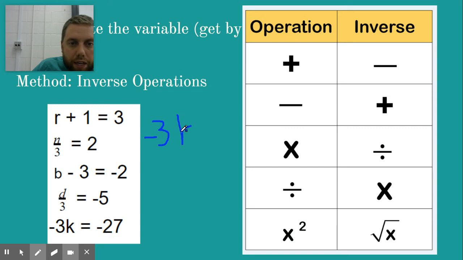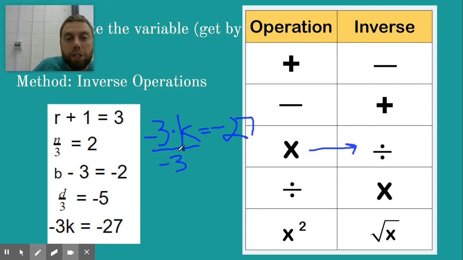Negative 3k equals negative 27. And we have negative 3k. We need to remember that this is really being multiplied. So if it is multiplied, the inverse operation is divide. Notice I use this line here to show division as opposed to using the division sign, because the division sign tends to be a little confusing. And we're going to divide by negative 3 over here. Negative 3k divided by negative 3, because we used inverse operation, cancels all of it out, leaving just k.